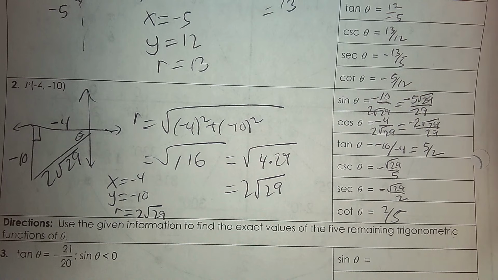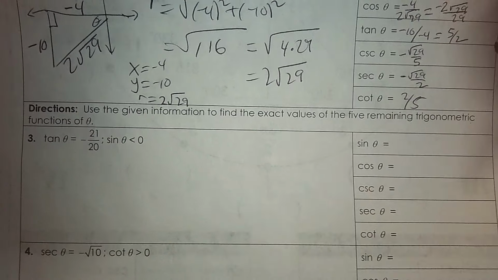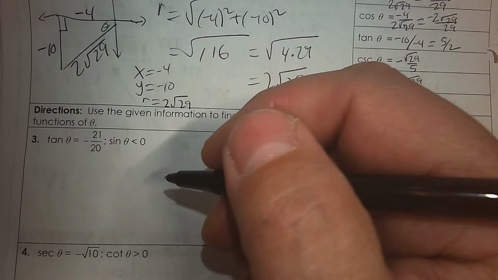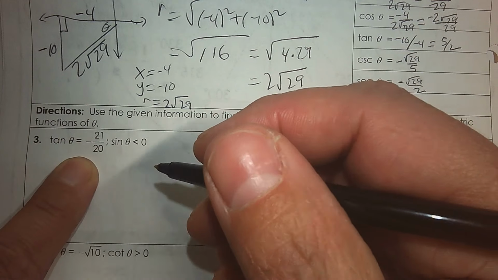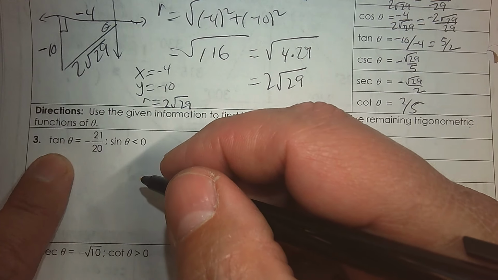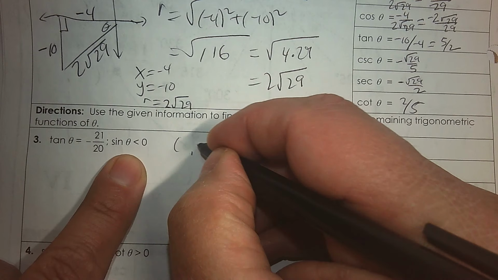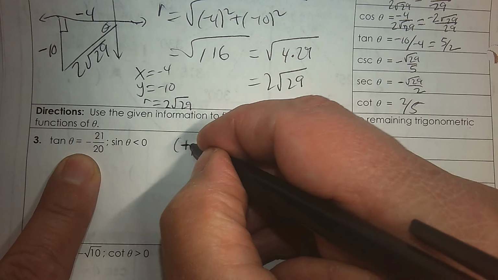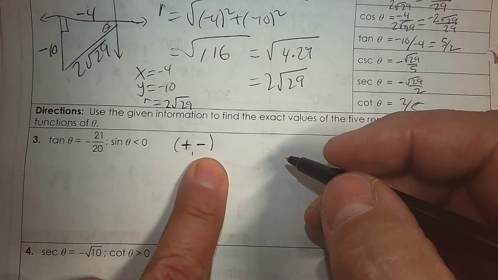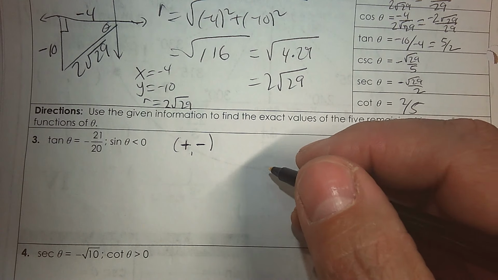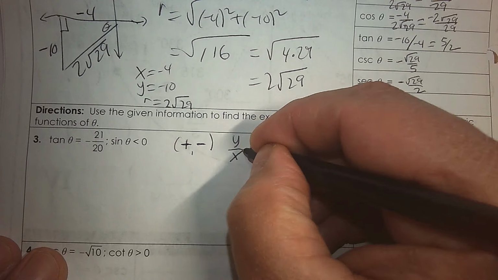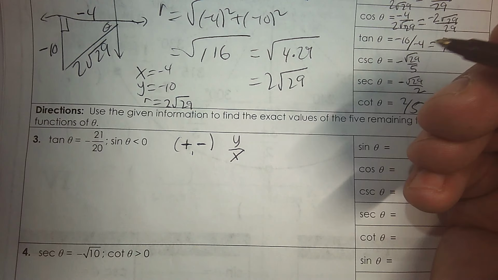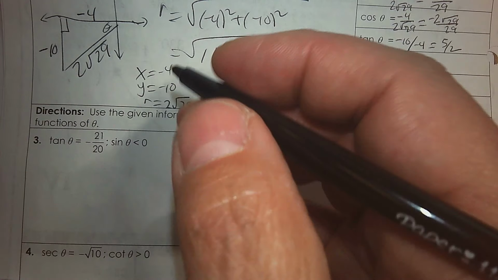Number 3. Use the information given to find the 5 that are missing. So I need to know what quadrant it's in. So tangent's negative. I'm not going to start with tangent or cotangent. Sine is negative. Sine is the y-coordinate. So if tangent's negative, then the x-coordinate must be positive. Remember, tangent's y over x. So when I take the y-coordinate divided by the x, the answer has to be negative. What quadrant are we in? So positive, negative, we're in quadrant number 4.